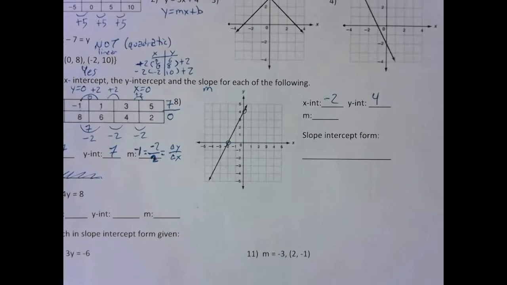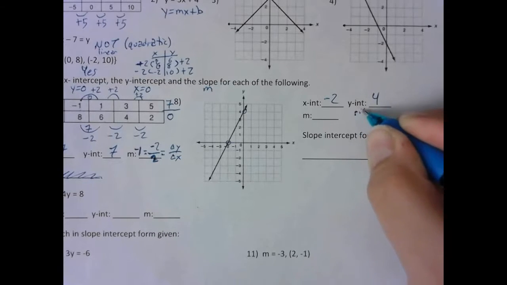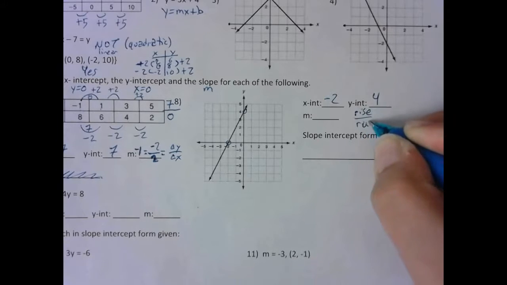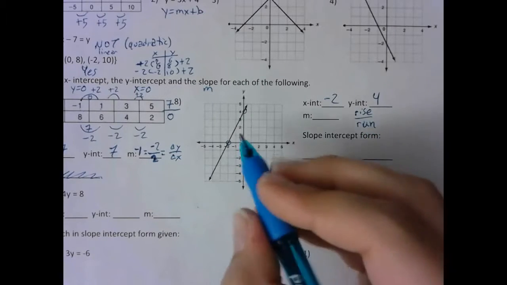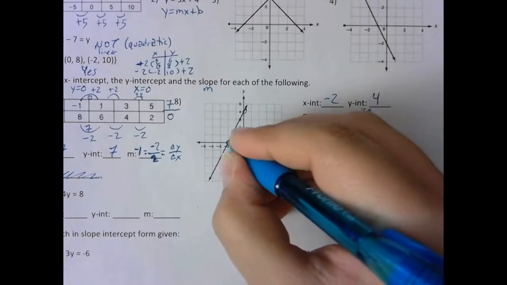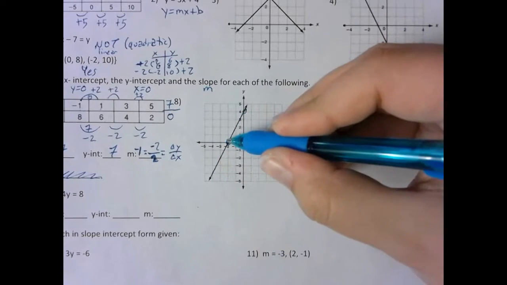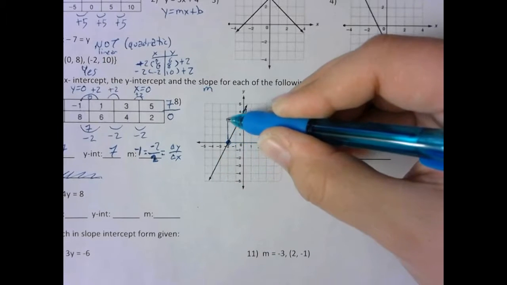To find the slope, we need to find 2 points and look at our rise over run. So reminder, rise over run, that's our slope. Well, I'm just going to use my x-intercept and my y-intercept. So from here to here, let's see, I went up 1, 2, 3, 4.